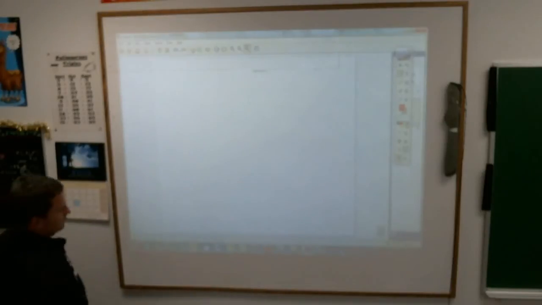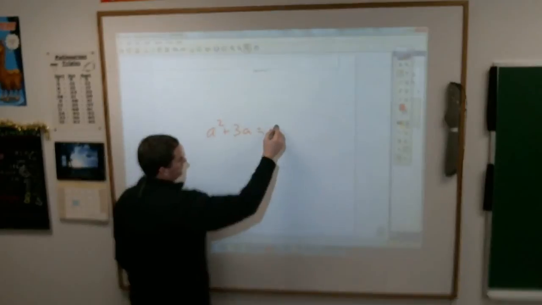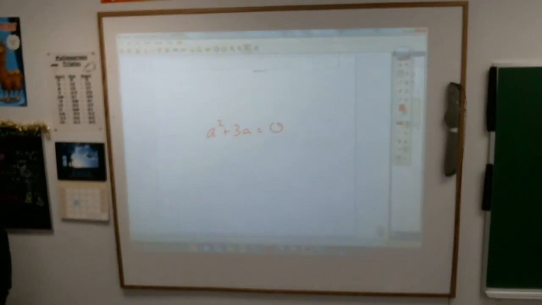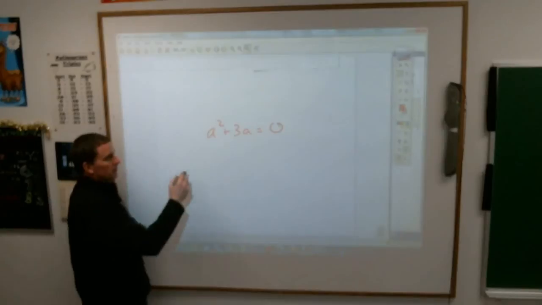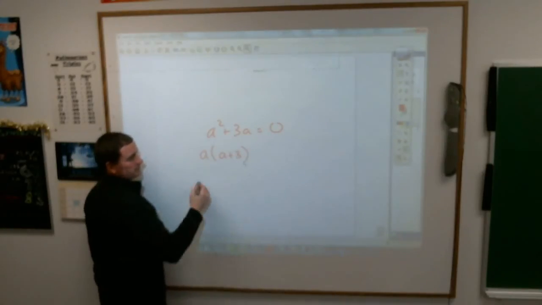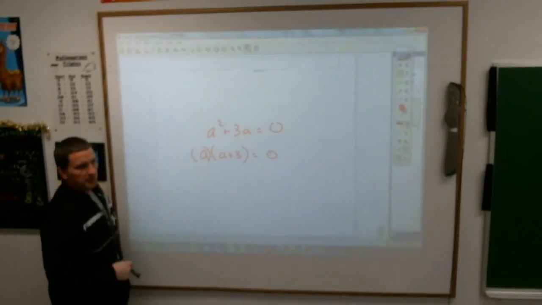The other problem on there you might struggle with is problem number 9: a squared plus 3a equals 0. It's not a trinomial, but you can factor it. What can you take out of both of those? Take a look at this. You get a times a plus 3 equals 0. When will those parentheses be equal to 0?